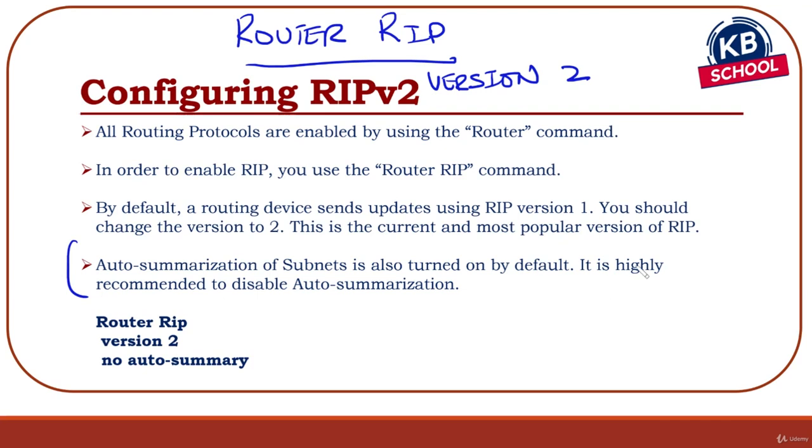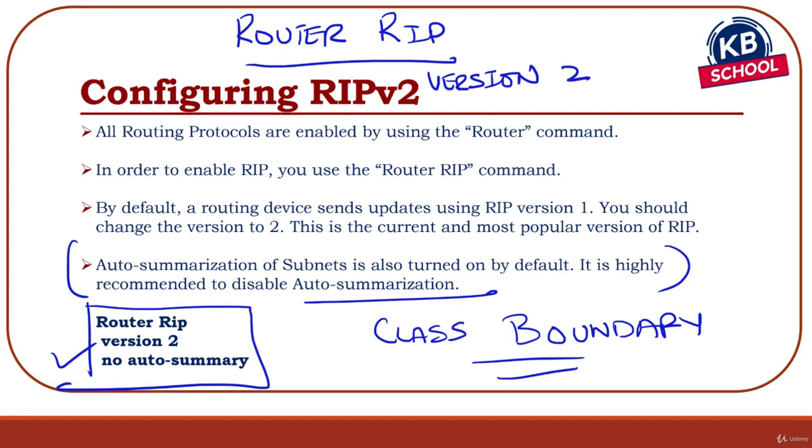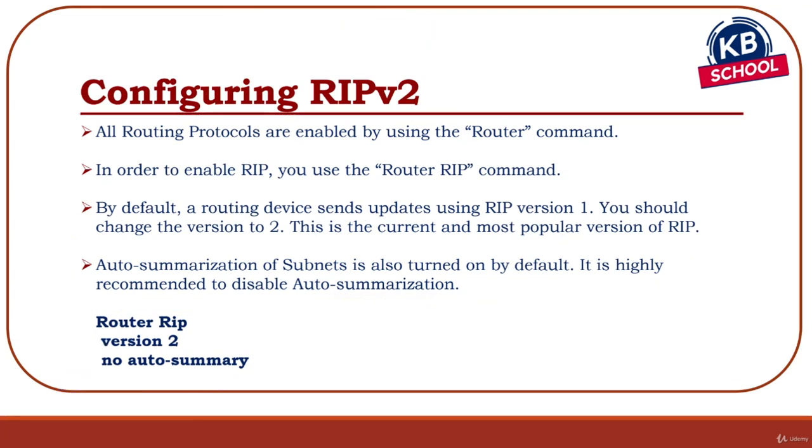Same concept of auto summarization that you have on a router is also over here. By default, it does auto summarization on the class boundary, which can lead to black holing of networks. So it's always better to disable auto summarization. If you want to do summarization, do it manually. Auto summarization does cause issues in your network. So your basic commands for RIP would have been router rip, version 2, no auto-summary. Just like on a router, this is the same way that you do it on the ASA firewall.